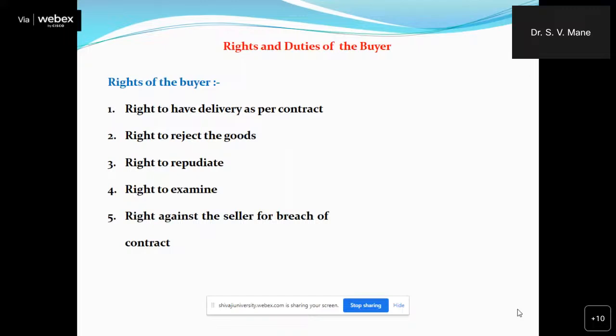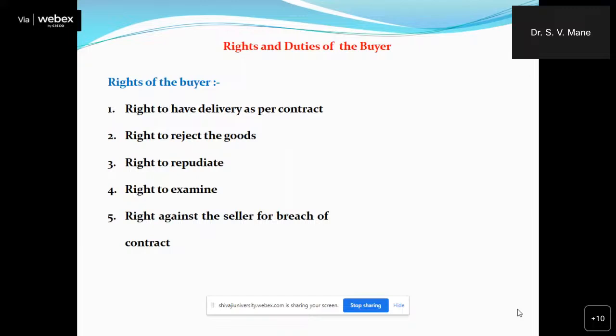So third one is the right to repudiate. The buyer of the goods has the right to not accept delivery by installment unless it is specially agreed between the parties about the same. So this kind of right is also given by the act.